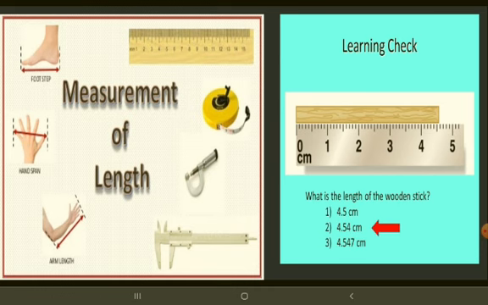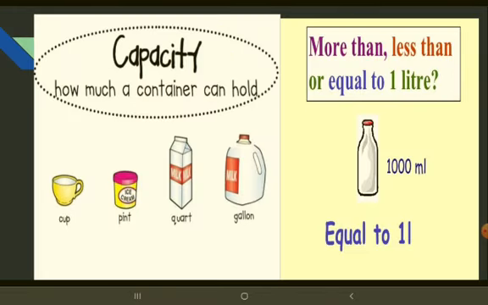Standard unit of the length is meter. Next, measure of the capacity. See, different. These are the measurements, but different instruments. You are using different instruments for this one.